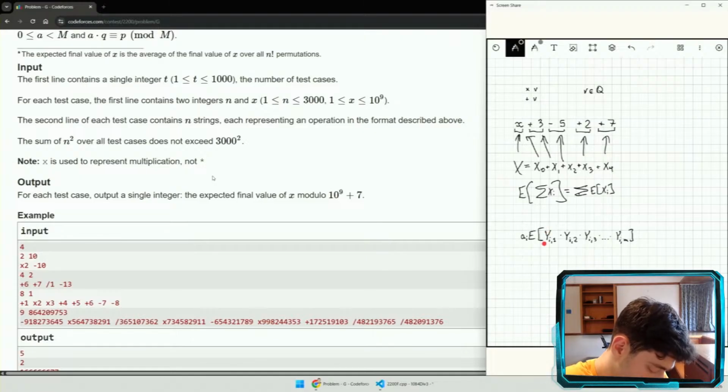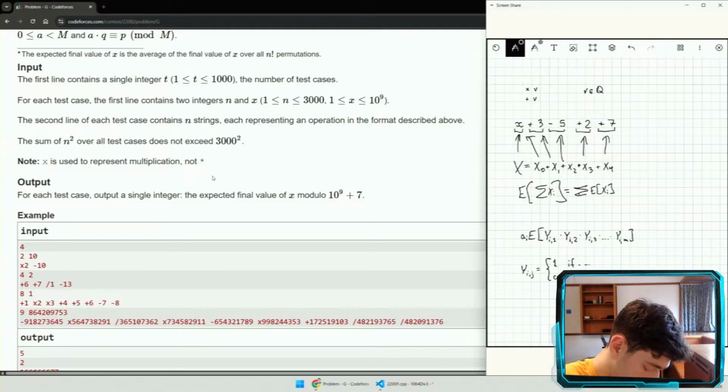Where, by the way, these y's can only have two values. The y is either equal to 1 if the multiplication happened before I added this constant, so it didn't affect this constant, or y_ij equals the value that I'm multiplying by, c_j, otherwise. So my question is, how do I find this expected value?